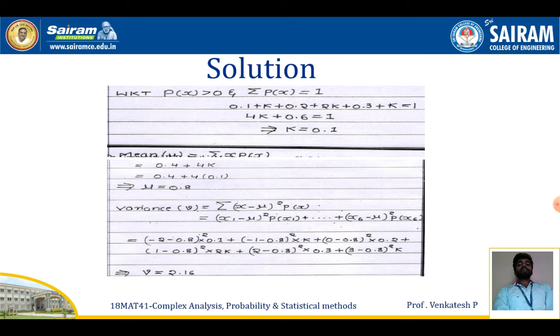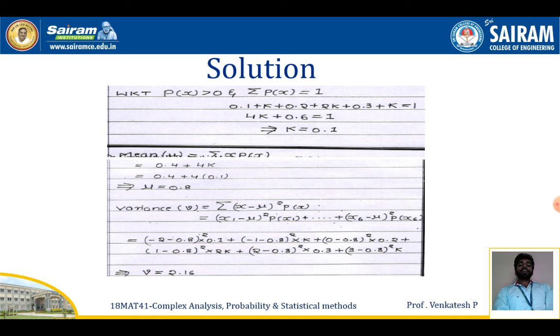Since the given data is a probability distribution function, it obviously satisfies the conditions: p of x is positive only if k is positive, and summation p of x is equal to 1. So on expanding summation p of x, we can write it as adding all the p of x values equal to 1. If I add all the p of x values, the equation will be 4k plus 0.6 is equal to 1. If I simplify this for k, I will get k is equal to 0.1.